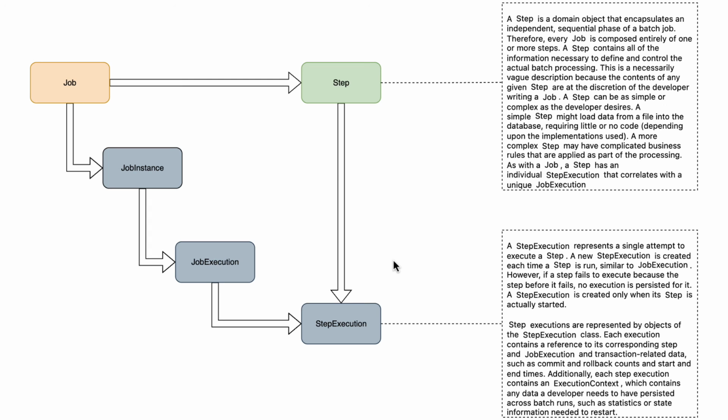Each execution contains a reference to its corresponding step and job execution, and transaction-related data, such as commit or rollback counts and start and end time. Additionally, each step execution contains an execution context, which contains any data a developer needs to have persisted across batch runs, such as statistics or state information needed to restart.